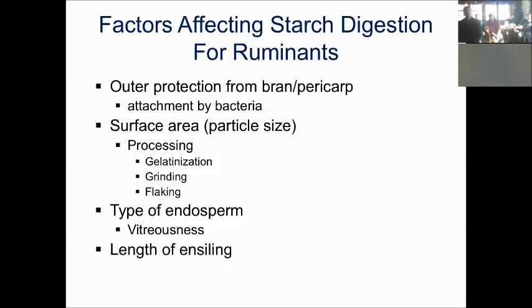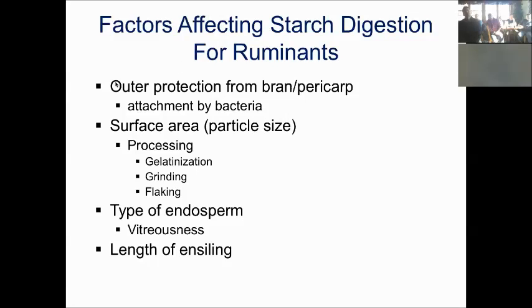Now, having shown you that there's obviously a good thing with these starch diets and that we can drive milk production, we need to talk about the factors that potentially affect this starch digestion. I've listed 4 of them here, the most obvious ones. The first would be the outer protection from the bran or the pericarp, because if the rumen bacteria or cow's enzymes cannot actually get in and attach and colonize the surface area of the starch granules, we're not going to get fermentation or enzymatic digestion occurring.